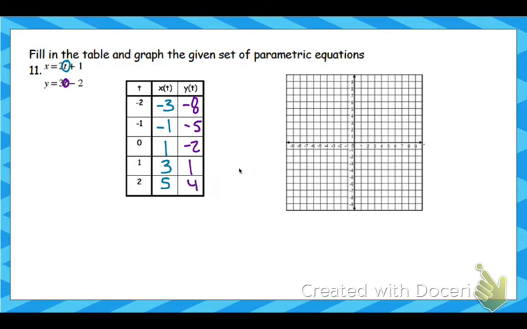So then what we're doing is we're going to plot these points. So I'm going to plot the point negative 3, negative 8. Then I'm going to plot the point negative 1, negative 5. Then I'm going to plot the point 1, negative 2, 3, 1, and 5, 4.